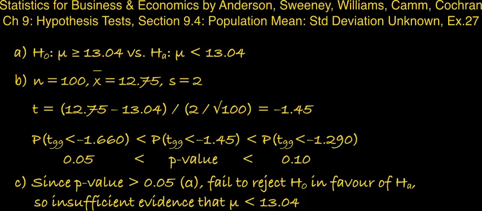So therefore, again, we fail to reject the null in favor of the alternative, and again, we have to conclude that there's insufficient evidence that mu is less than 13.04.